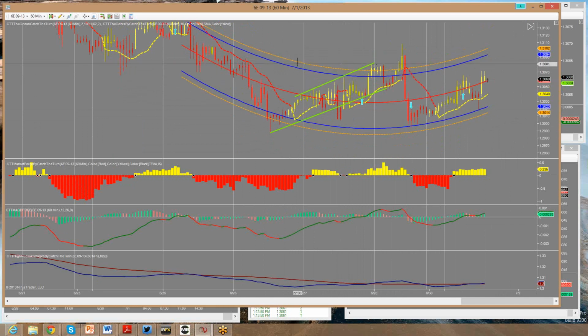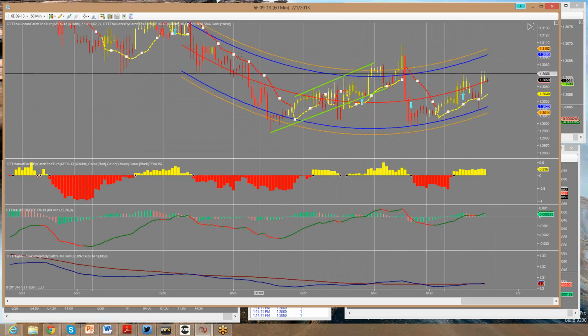The ocean indicator did a very nice job of following and adjusting to that price action, and so that's really all you want to use it for, just to give you a bias. You're not going to rely on it for all your entries specifically. We have other indicators that will help you find those entries, so this is just one tool that we have. The next one is our Cobra indicator right here, which you can see. It's this red line and this yellow line.